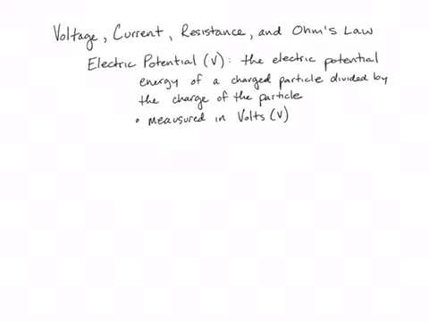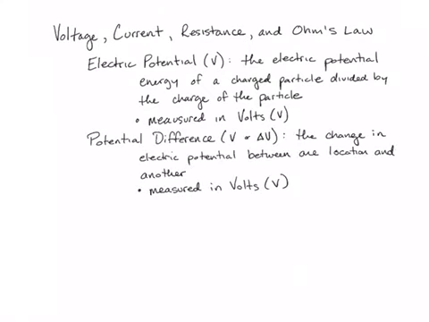And then we're also going to talk about a term called potential difference, which is very similar. So electric potential is a value that you only have at one certain location, and potential difference, as the name implies, is the change in that value from one location to another.